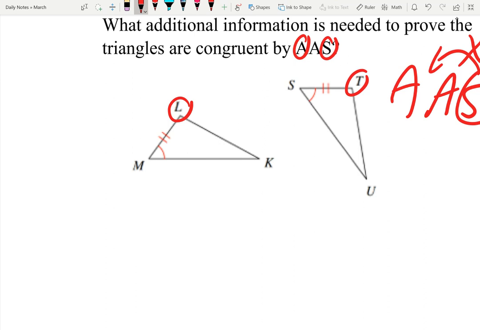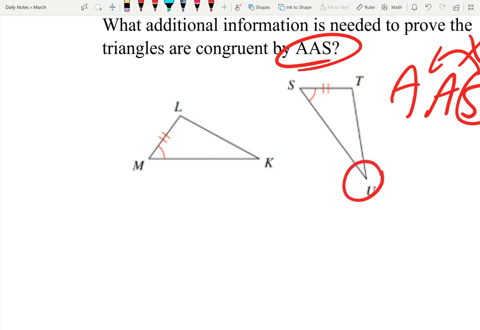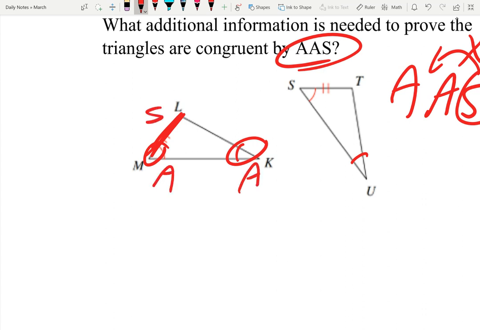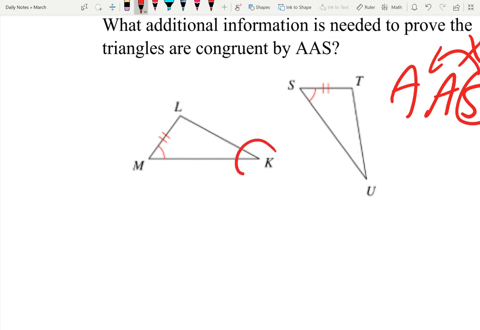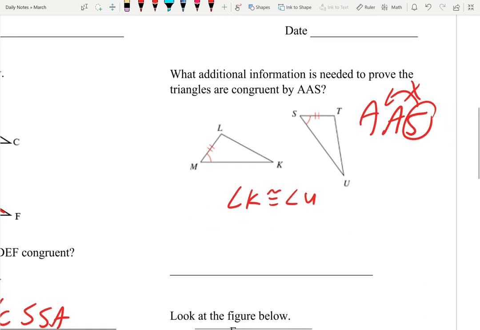Well, if it was L and T, then the side here would be connecting the two angles, meaning you would have angle, side, angle. That's good, but that's not what the question wants. The question wants angle, angle, side. So the pair we need is K and U, because then you have the two angles, and the side is not connecting the angles. That's what makes it angle, angle, side. So the additional information is that angle K is congruent to angle U. It cannot be angle L and T, because those would be angle, side, angle. Something to just remember.